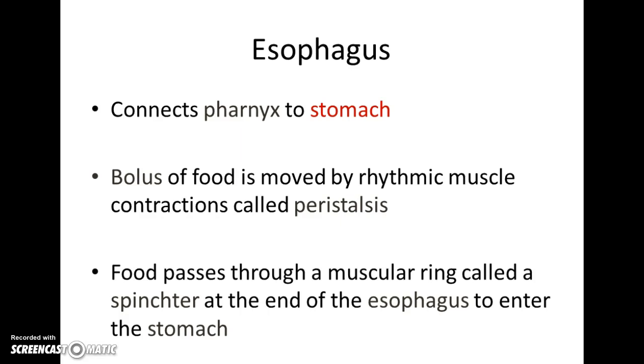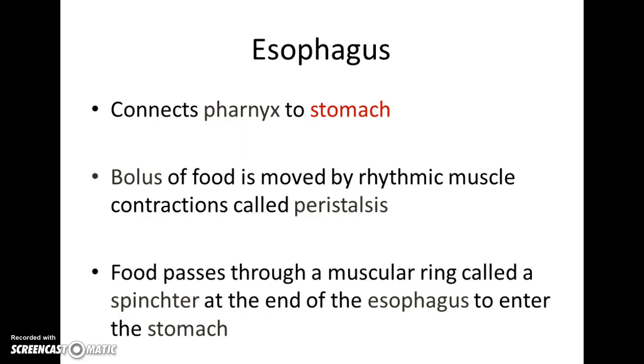So we have the esophagus. The esophagus connects the pharynx, which remember is that little box where you can either swallow or inhale, right, to the stomach. And so the epiglottis is going to cover that trachea to allow food to go down the esophagus. The bolus of food, remember, is the combination of saliva and the partially digested food and the mucus, and it's moved by these rhythmic muscle contractions called peristalsis. So you can almost think of that as like squeezing a toothpaste tube. You have these muscular contractions that wave the food down into the stomach.